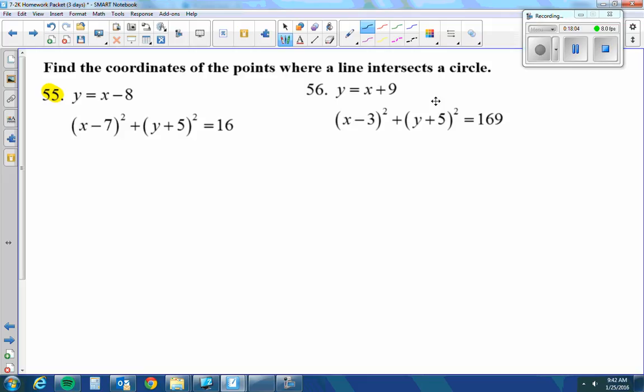But all you need to do, if you ever want to find where two graphs cross, you essentially have a system of equations that you're going to solve. We're going to solve by substitution. So I'm going to substitute this in place of y, because it says I can. Now, let me just write that out. That becomes x minus 8 plus 5. I just replaced y with x minus 8, which gives you x minus 3.